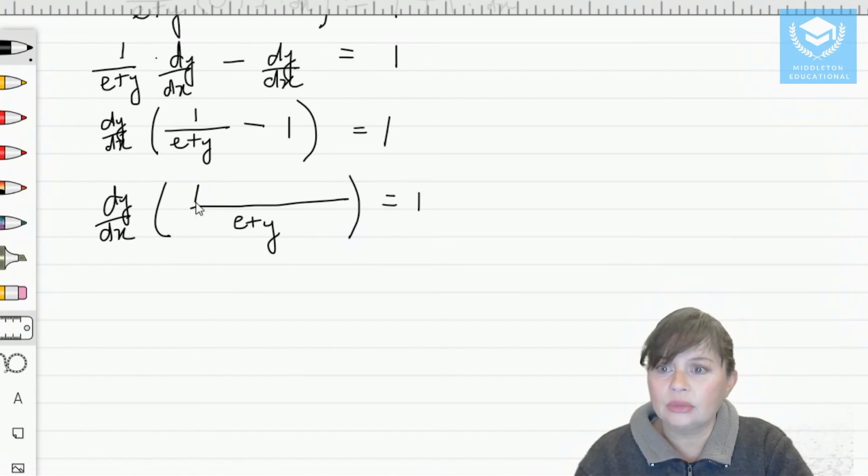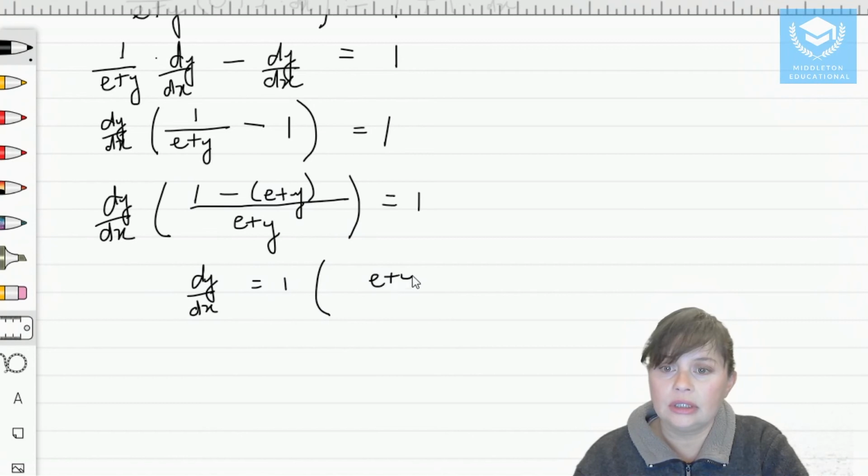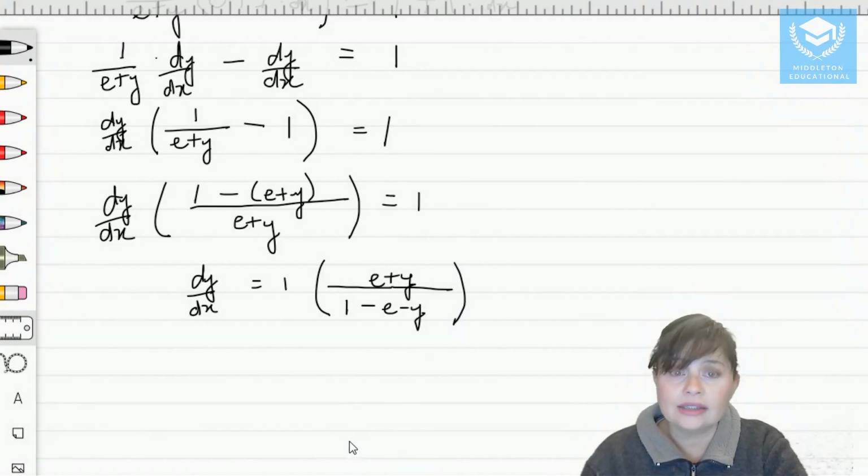So that numerator becomes 1. That is going to be e + y. Okay, so then that means that dy/dx is going to be 1 times (e + y) over 1 minus e minus y, right? So that is the derivative dy/dx.